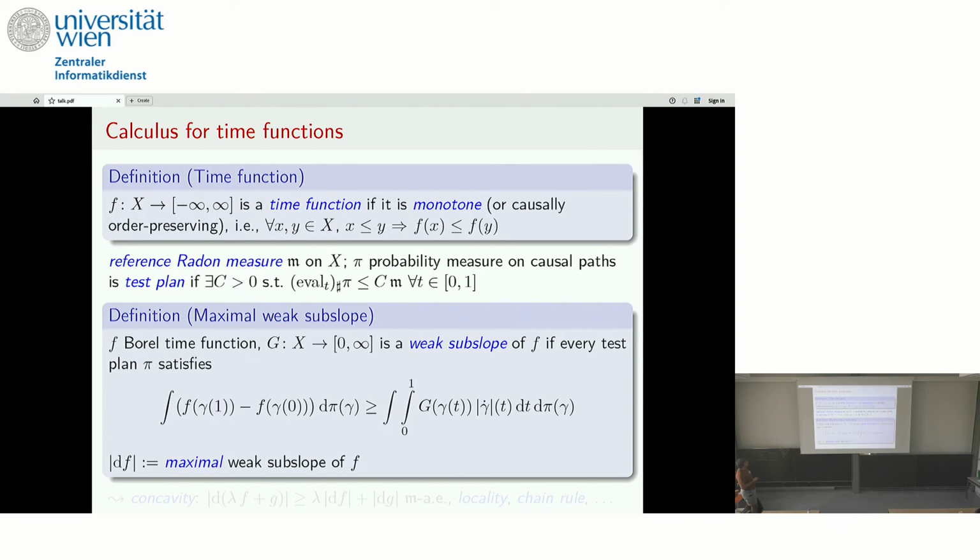Then we can define what is a maximal weak subslope. So F is a Borel time function, G is a weak subslope if for every test plan pi, you can bound this difference here, integrated over all causal paths, from below by G at gamma of t times the causal speed. And then you can show that actually there is always a maximal weak subslope, and we call this norm of df. So we don't define what df is, we really define the whole thing here only. Then you get some calculus rules like concavity of the maximal weak subslope, you get locality, a chain rule.